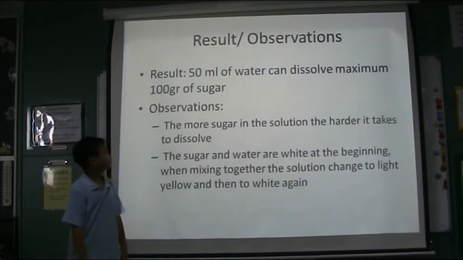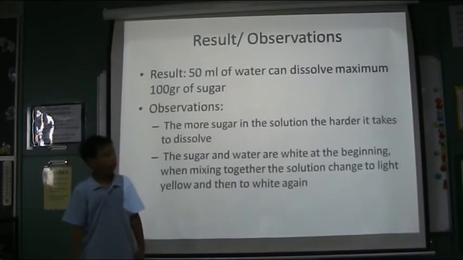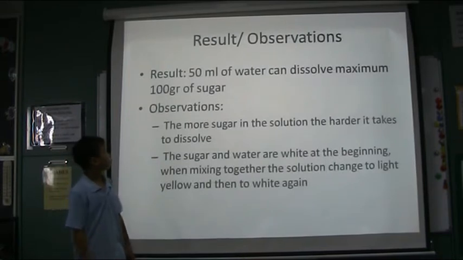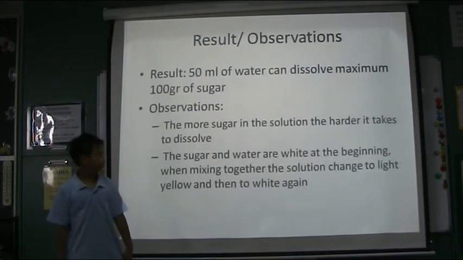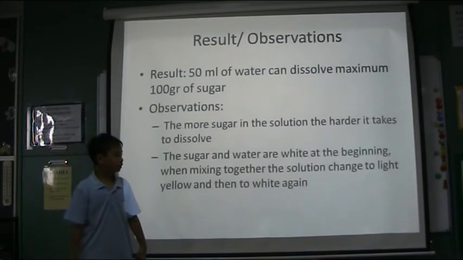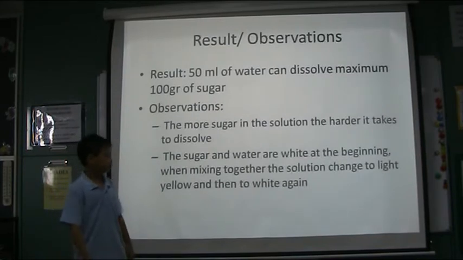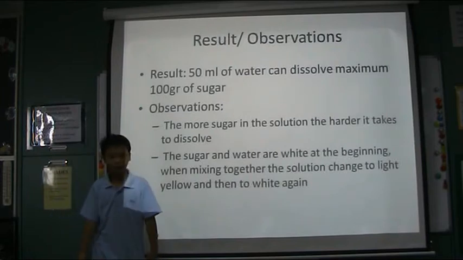Results and observation. The result turned out to be 50 milliliters of water can dissolve maximum 100 grams of sugar. The first observation is the more sugar in the solution, the harder it takes to be dissolved. The next observation is the sugar and water are white at the beginning. When mixing together, the solution changes to light yellow and then to white again.